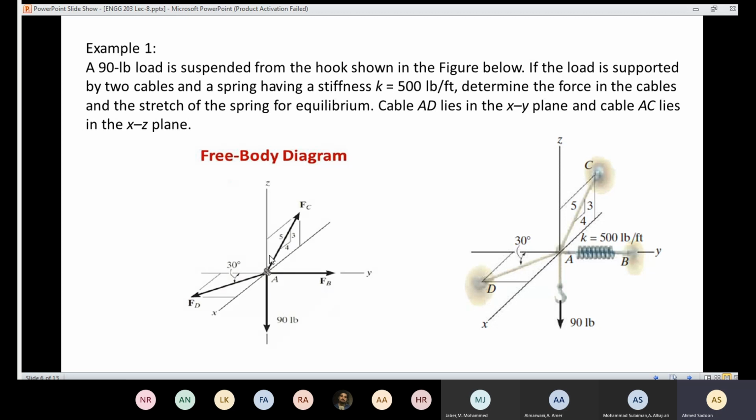So here we have that knot. We have the force down, W. We have the force from the spring here, FB. We have the force from the cable here, FC. And we have the force from the cable here, FD. And the force FD lies only in the XY plane, and the force FC lies only in the plane ZX.